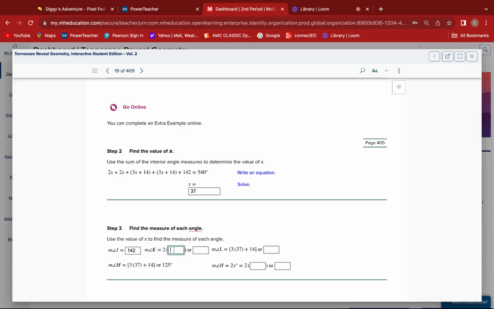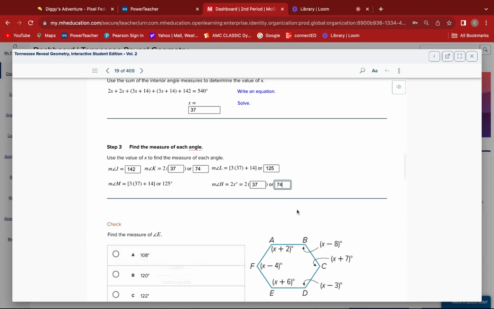Angle K is going to be 2 times 37, or 74 degrees. All right. Angle L is 3 times 37 plus 14. So 3 times 37 plus 14 is 125 degrees. All right, now angle M, also 125. And angle H is 2 times 37. And we found that is 74 degrees. All right. So there you go.